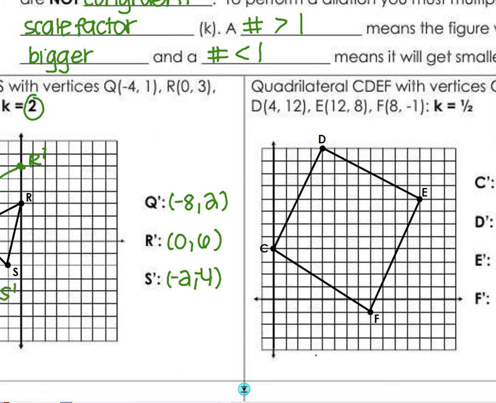So we're going to plot it, and you'll notice that it's much bigger than before. It's doubled its size. So here, when you have 1/2, you can either think about it as multiplying by half, or if you find that hard, you're just going to divide by 2. You're going to take all of your numbers and divide by 2. So I'm going to pause.